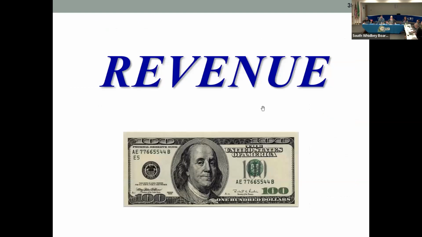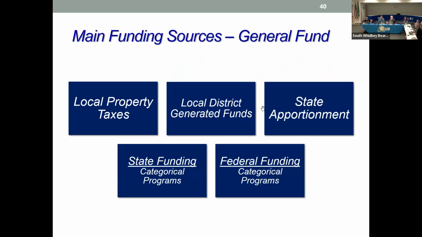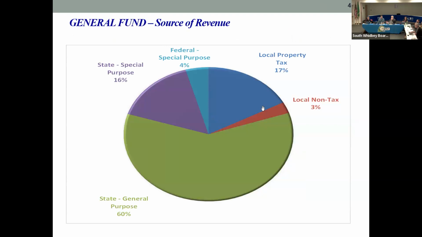So based on all those factors, we create our revenue, which we've talked about before. And we have 5 different classifications. We have our local property taxes, our local district generated funds, state apportionment based on students, state funding for categorical programs, again, based on students, and federal funding for categorical programs.